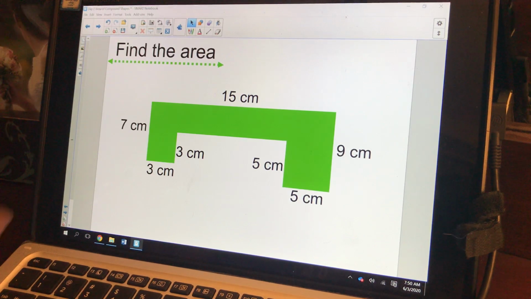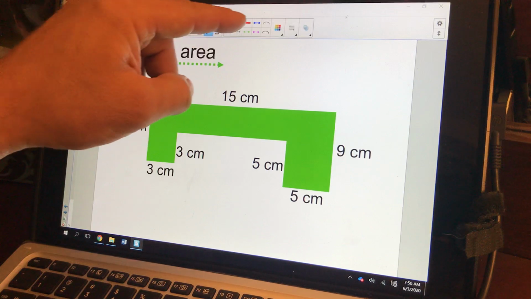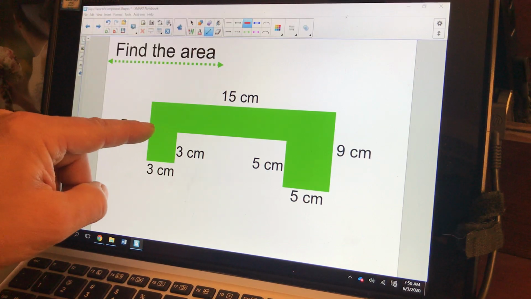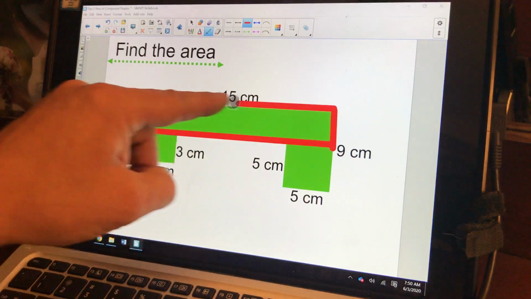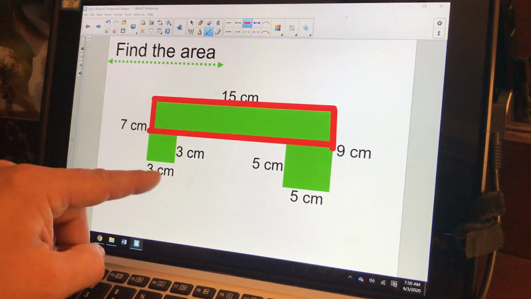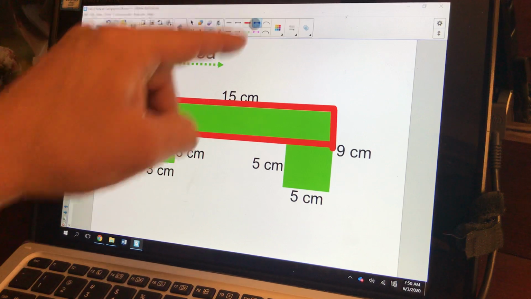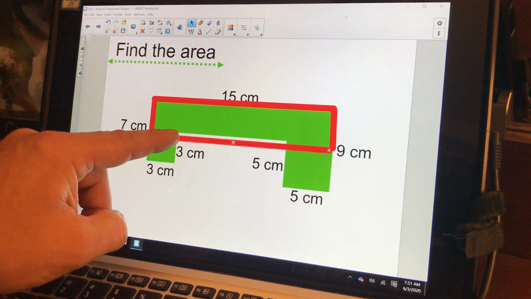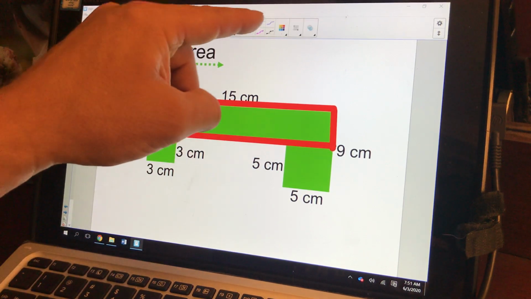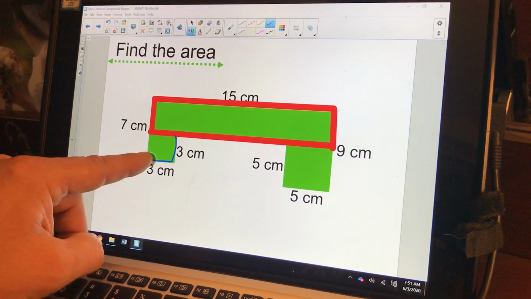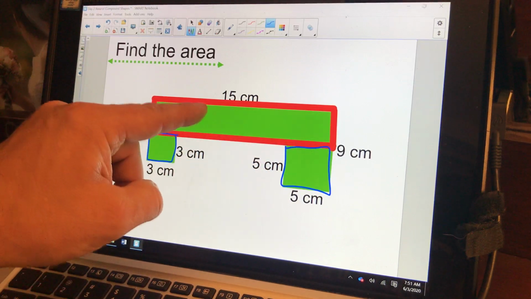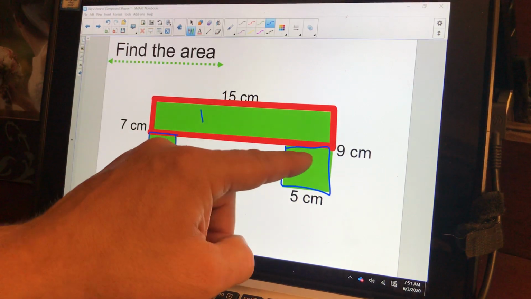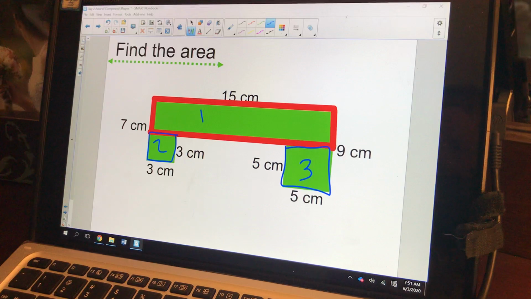Let me think. I sort of see a long rectangle here on top, and then I see two little squares down here on the bottom, sort of added on. So that's how I'm going to treat it. I'm going to treat it as 1, 2, 3 different shapes. That looks good to me.